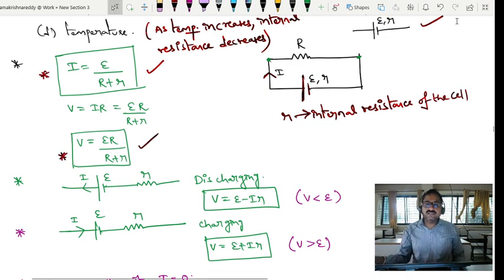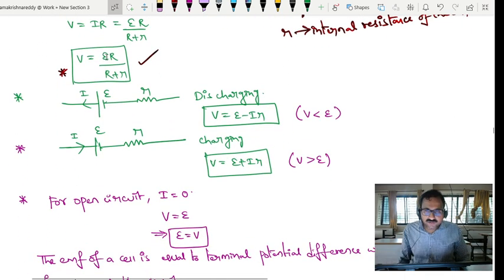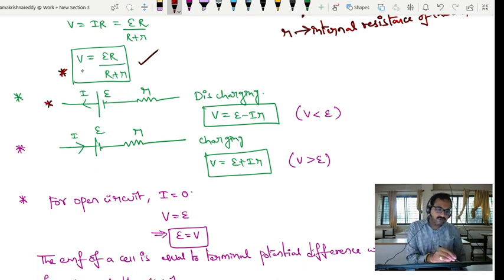Next, discharging the cell as well as charging the cell formulas are compulsory. Everyone has to practice them. Discharging the cell means V is equal to E minus Ir only. V is less than E, because the minus sign is there, so it is compulsorily less than the EMF. Charging means terminal potential difference is greater than E, V greater than E we are getting. These are the two important points that you have to practice.